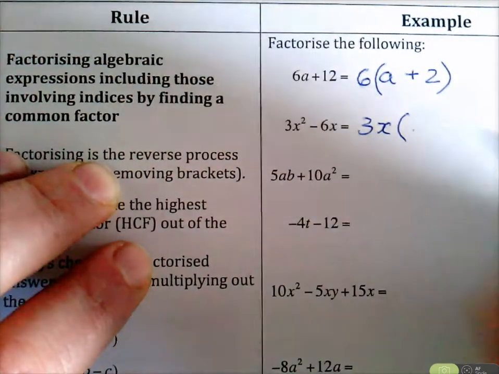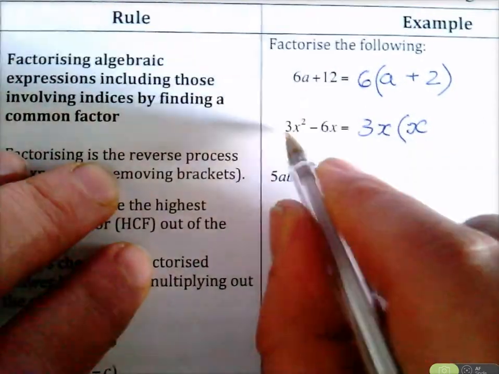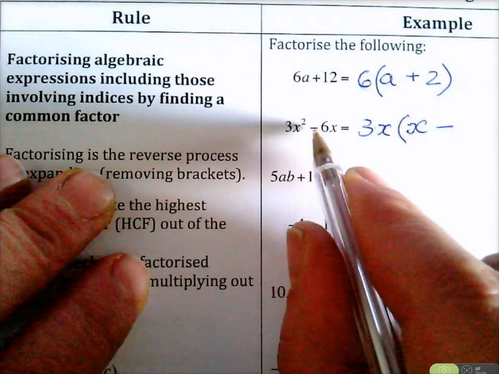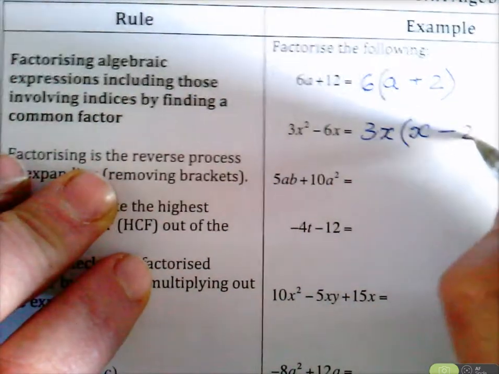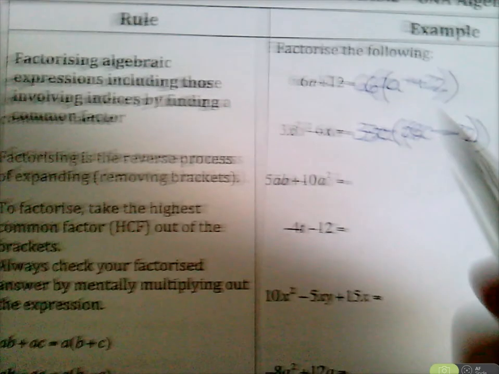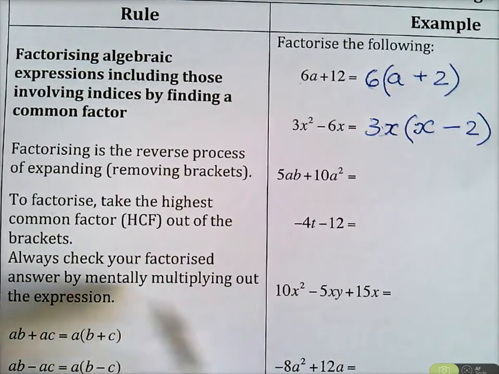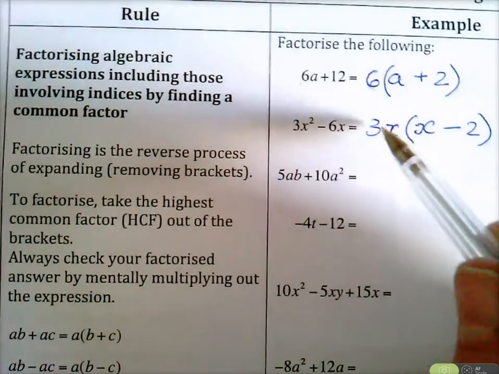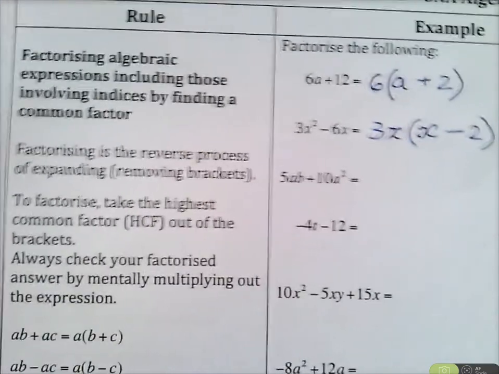3x times what gives me x squared? Now, that's a positive times a positive. A positive times a negative will give me the negative here. What do I need? What am I missing? I've got enough x's. I'm missing the 2. So just always check. It says always check your factorised answer by mentally multiplying out your expression. Let's check. 3x squared minus 6x works. Okay? You should always do that.